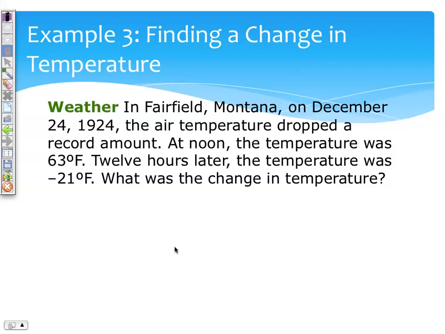All right, for example 3, we are going to look at the change in temperature. It says, in Fairfield, Montana on December 24, 1924, the air temperature dropped a record amount. At noon, the temperature was 63 degrees Fahrenheit. 12 hours later, the temperature was negative 21 degrees Fahrenheit. What was the change in temperature?